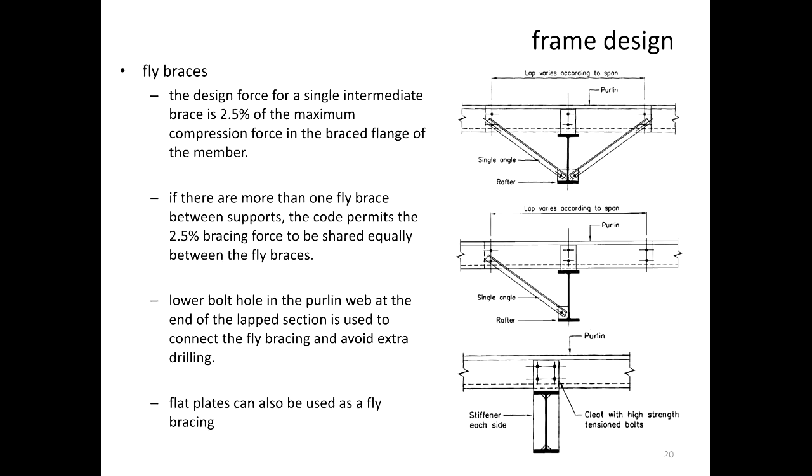Most of the time when you look at the purlin, you've got two holes, because when you join it, you have to have two holes. Most often you always put the fly brace to the lower hole, not the top one, so that if it is going to move, it doesn't buckle against the bolt. That is why we most often use the bottom hole.